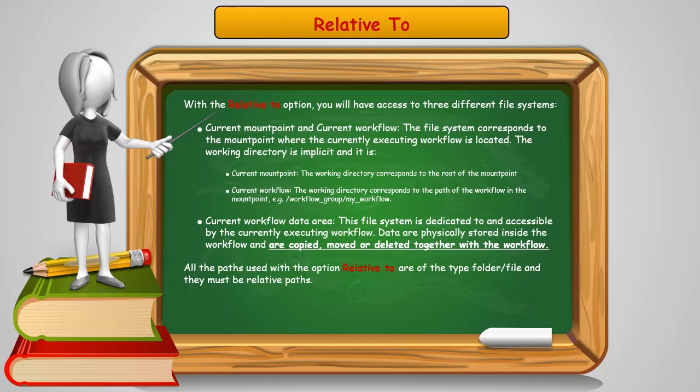Now the current workflow data area is a file system dedicated to, and accessible to, not only the current workflow, but data that's physically inside of that workflow is going to be copied, moved or deleted together with the workflow. So if you export the workflow and push that to another computer, for example, that data would be copied as part of your workflow. So let's take a look, and we'll try all 3 of those different versions.